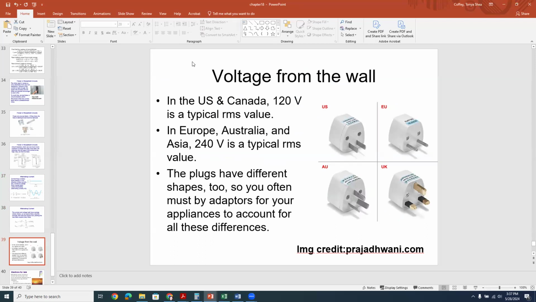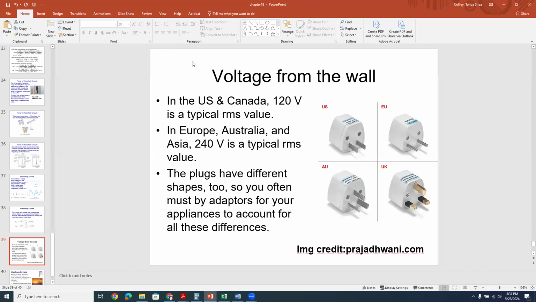But in Europe, Australia, and Asia, 240 volts is actually a typical RMS voltage wall value. Okay, so you'd see a different value there. Not only that, but if you travel to another country and you look at their wall sockets, their plugs are also usually different shapes. I mean, if you think about it, it doesn't make sense that everywhere in every culture, all the wall sockets would look exactly the same anyway.